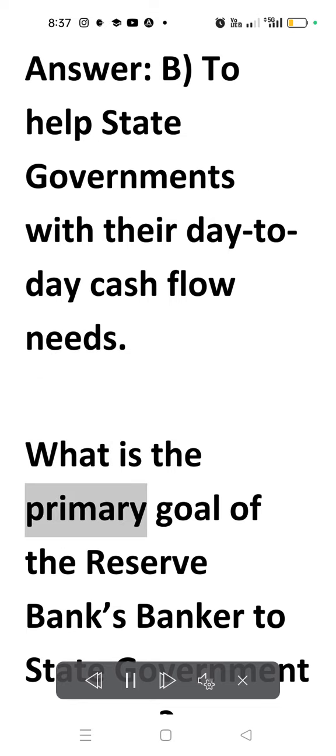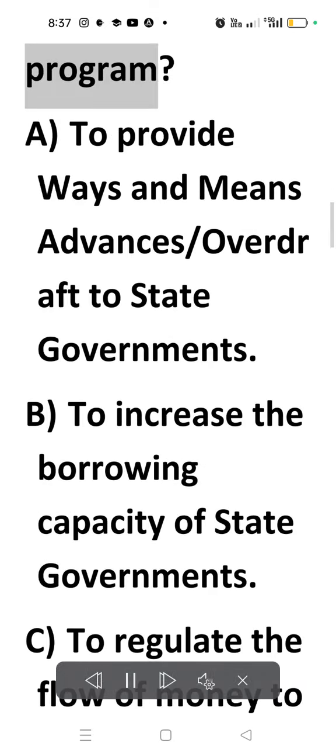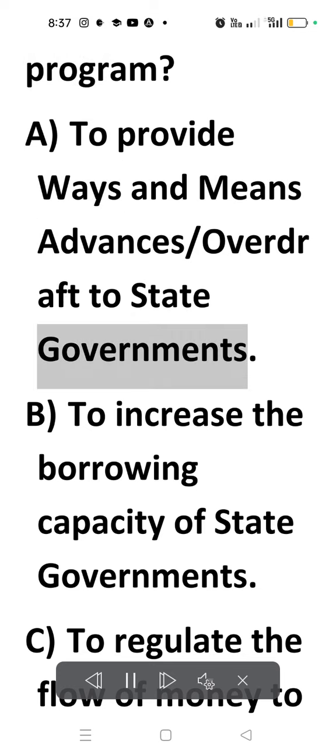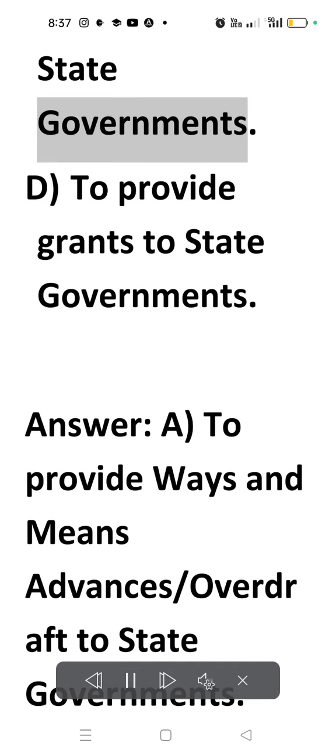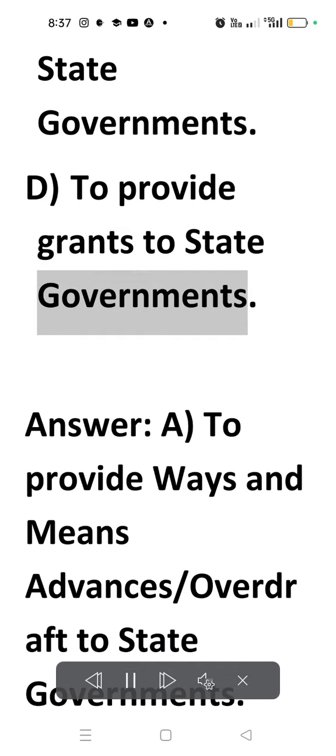What is the primary goal of the Reserve Bank's Banker to State Government program? A. To provide ways and means advances overdraft to state governments. B. To increase the borrowing capacity of state governments. C. To regulate the flow of money to state governments. D. To provide grants to state governments. Answer: A. To provide ways and means advances overdraft to state governments.